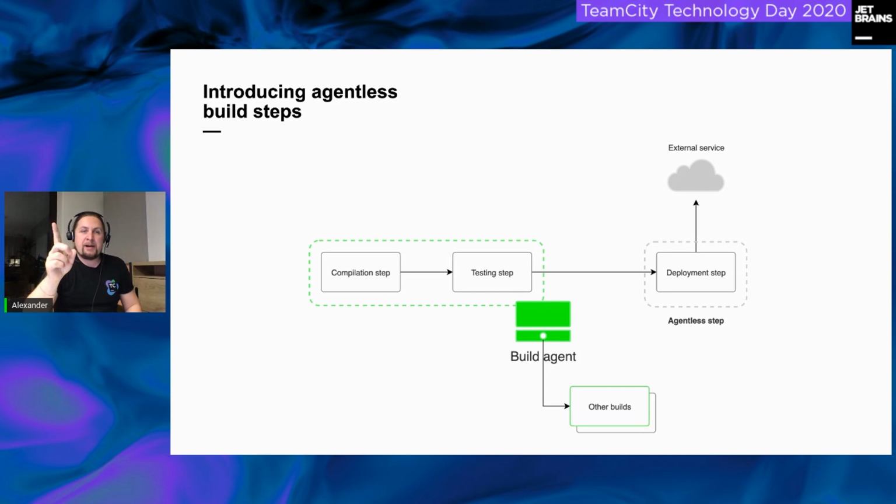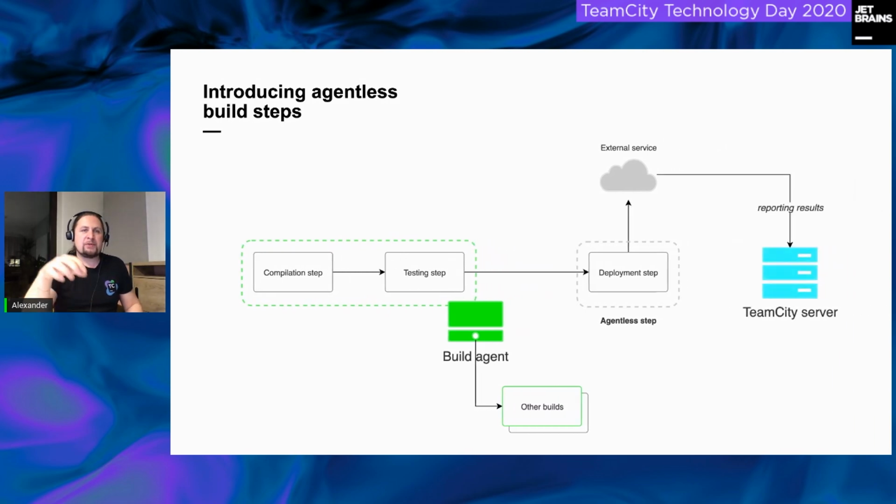One important note here is that this is an advanced feature, because you will, of course, want to see the progress of this agentless step in the TeamCity UI and know when it's finished. And to do it, you will have to make sure that this external service, which could be your own custom script, which makes it easier, reports back to TeamCity. For this, we are providing a new REST API on the TeamCity server, which external services can use to report the build status and progress. So yeah, this is how it works.